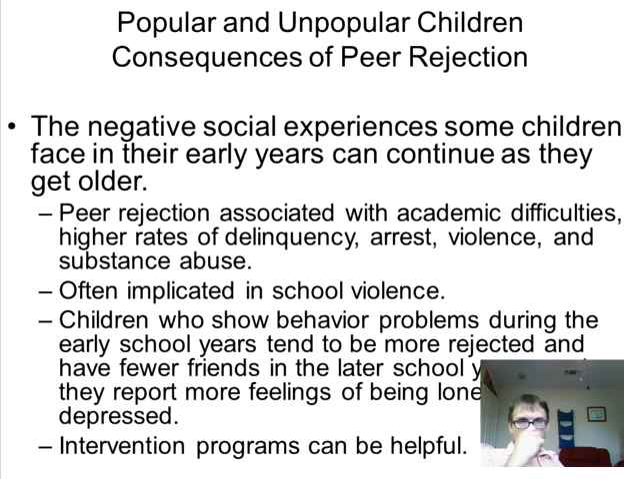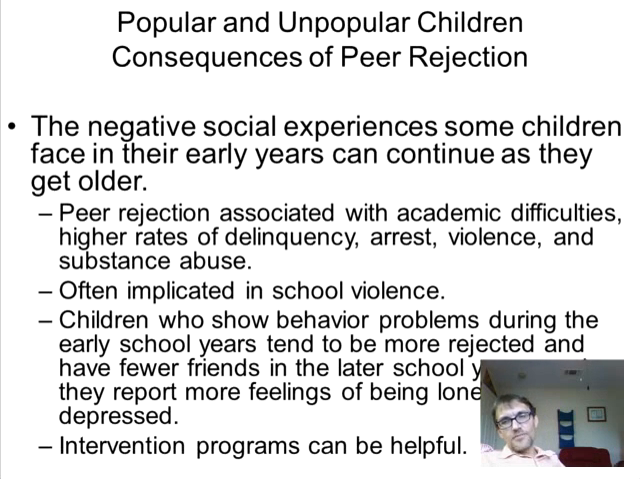Peer rejection is related to delinquency, arrest, violence. Clearly, those kids at Columbine, Dylan Klebold and, I think it was Harris, they were rejected. They created their own little clique, a group of just a few of them, and they found something, but they were clearly rejected.